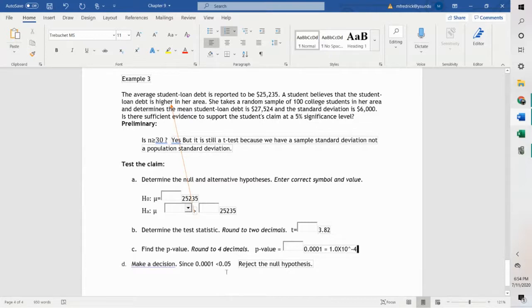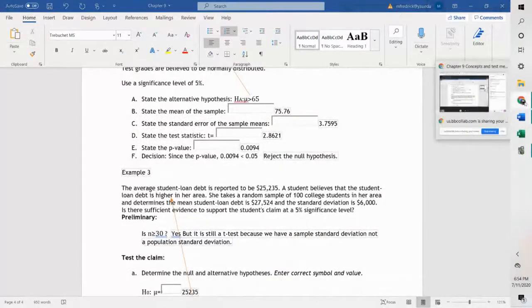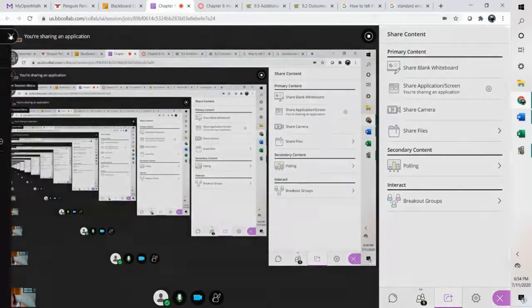Since this is less than 0.05, we reject the null hypothesis. So that should help you with the first two sections of Chapter 9.